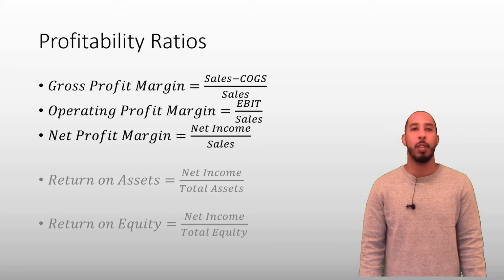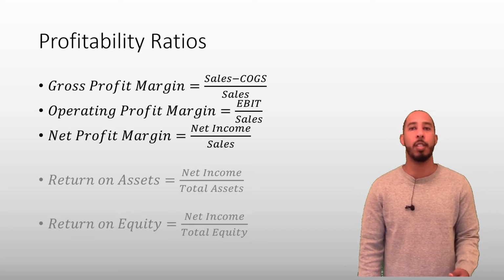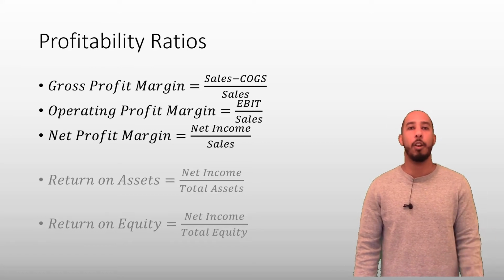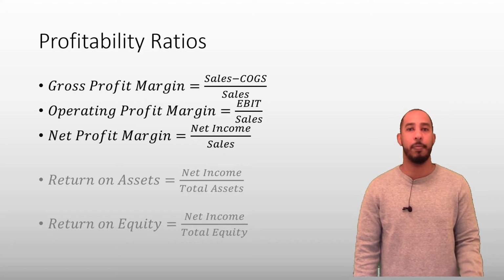For example, if we had a gross profit margin of 50%, so 0.5 over 1, that would mean for every dollar of sales we make, 50 cents of that will turn into gross profit.